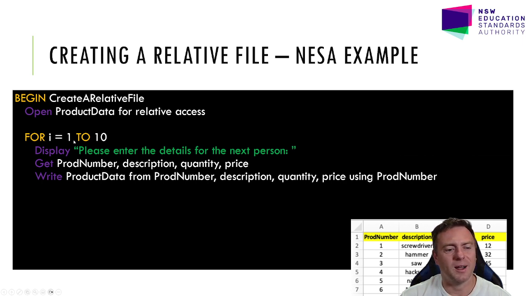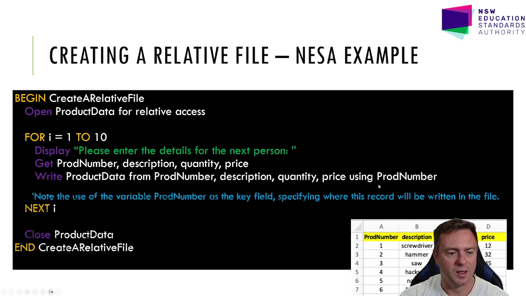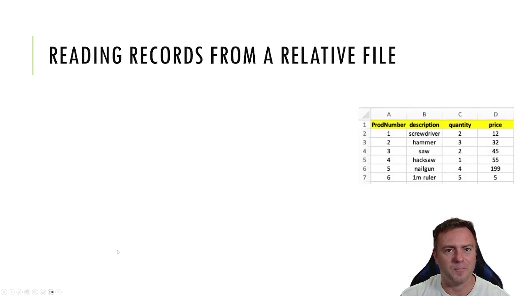Then we're going to go for I equal to 1 to 10. Display, please enter the details of the next person. Get product number, description, quantity, and price. And then write product data from product number, description, quantity, price using product number. So product number is the primary key that we're using. Note the use of the variable product number as the key field specifies where the record will be written in the file. Close the product data and then close the end create relative file.